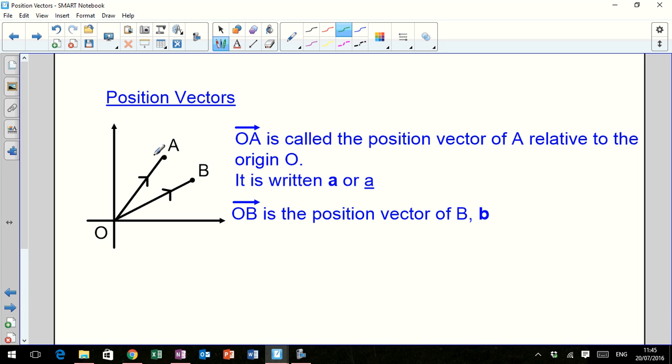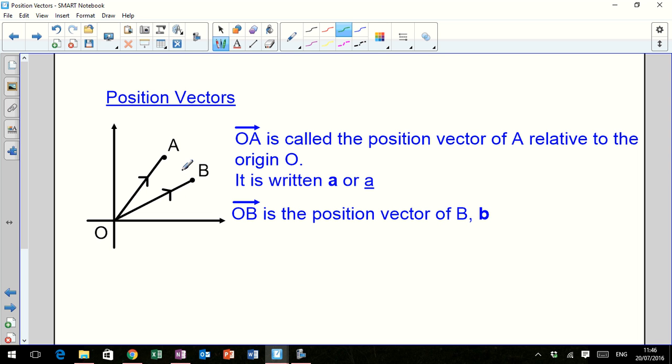So the position vector is the vector that goes from the origin to a point. Now, because it goes from the origin to the point, the x movement and the y movement are going to be exactly the same as the coordinates of A. So if A was (3, 4), that means you go 3 across and 4 up, and for the vector as well, that would mean 3 and then 4. Same for any coordinate at all. The coordinate relates exactly to the vector, it's just written in a slightly different way.